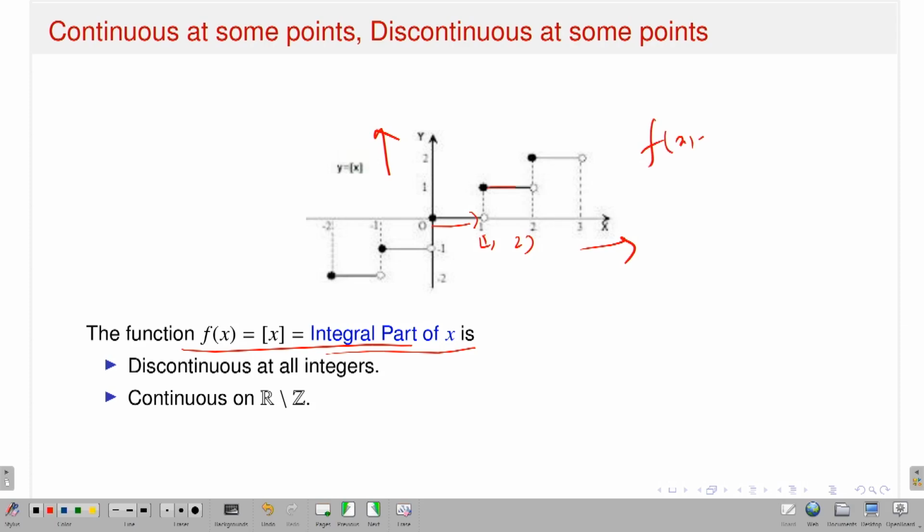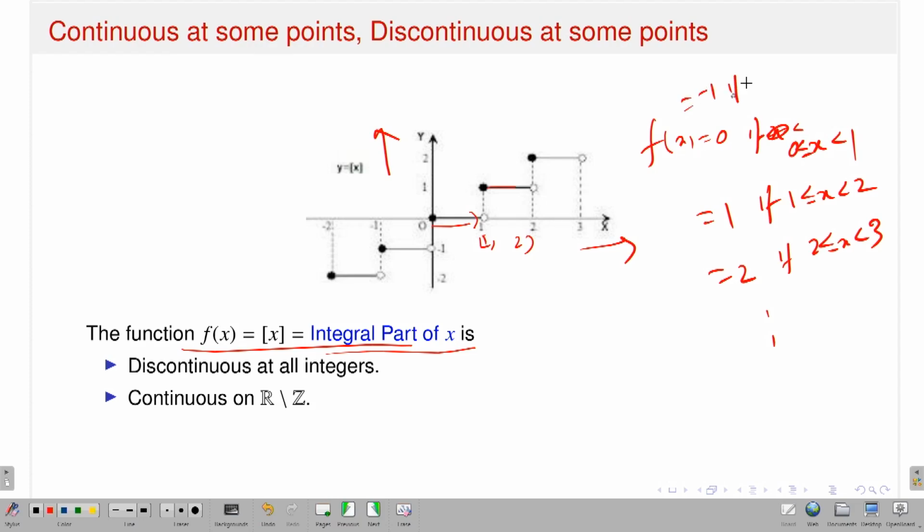So f(x) is equal to 0 if 0 is less than or equal to x less than 1. It takes the value 1 if 1 is less than or equal to x less than 2, the value 2 if 2 is less than or equal to x less than 3, and so on. Similarly, if I go to the negative side, it will take the value minus 1 if minus 1 is less than or equal to x strictly less than 0. So this is called the integral part of x, or the box x function.